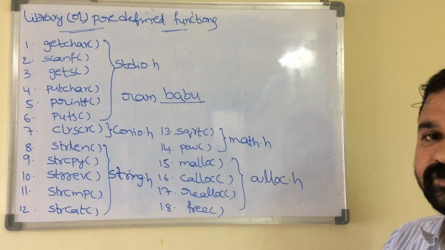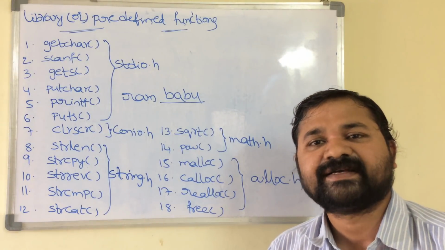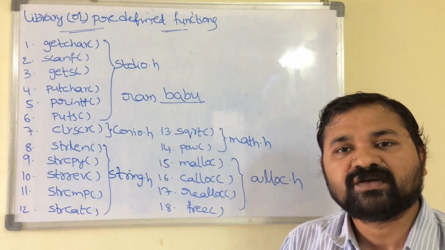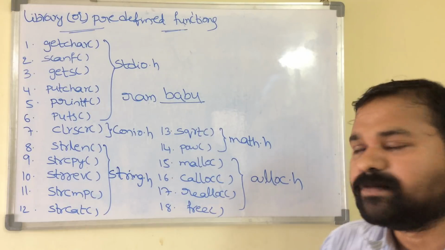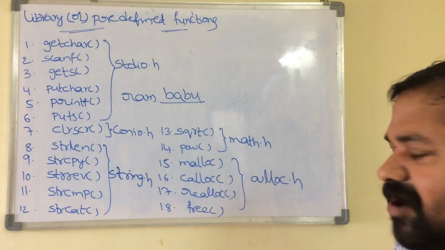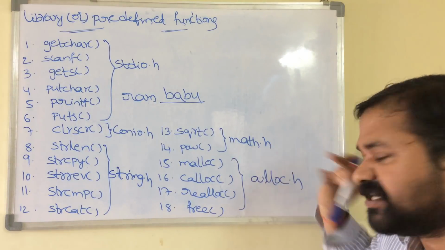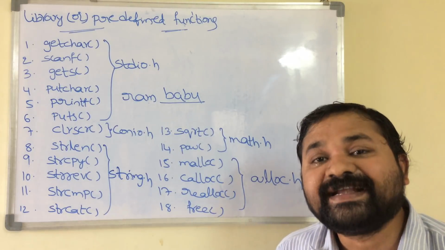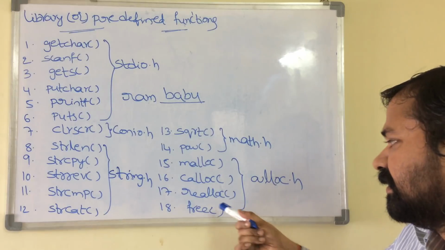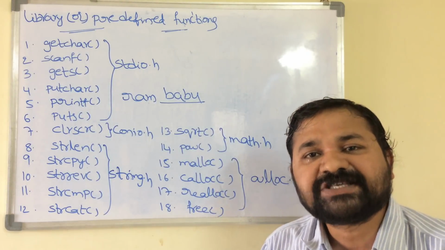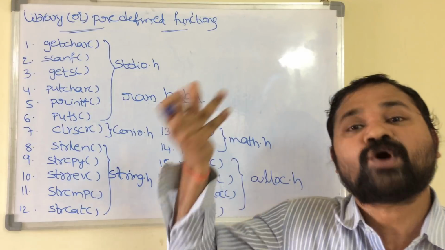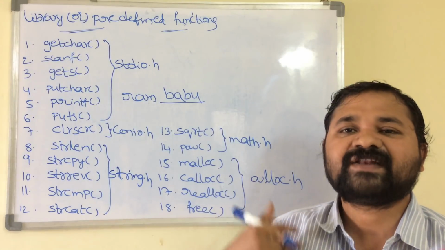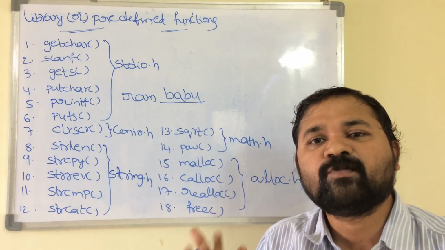Next one, sqrt. It is useful to calculate square root of a given number. Next one, pow. It is useful to calculate power of a given number. Next, malloc and calloc functions. By using these two functions, we can allocate memory to a pointer variable during runtime, that is execution time. Next one, realloc function. It is useful to change the size of previously allocated memory block. So we can increase the size as well as we can decrease the size of the allocated memory block.